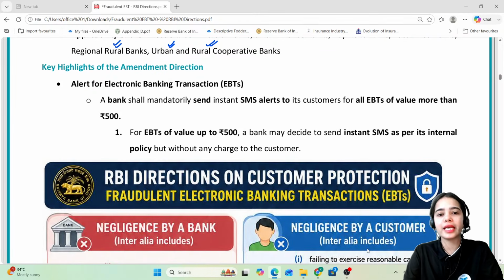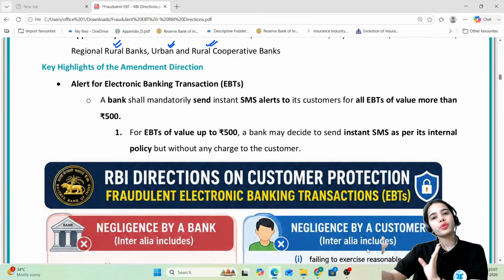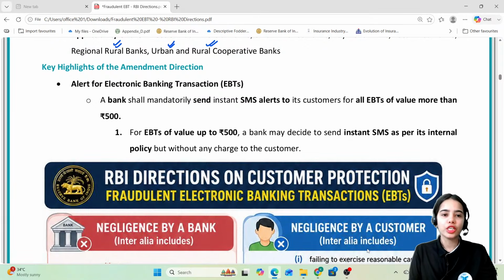So now, key highlights of the amendment direction. What is the change that has happened? From the limited liability, we have shifted towards the customer protections. What is the change? So first of all, alert for electronic banking transactions.